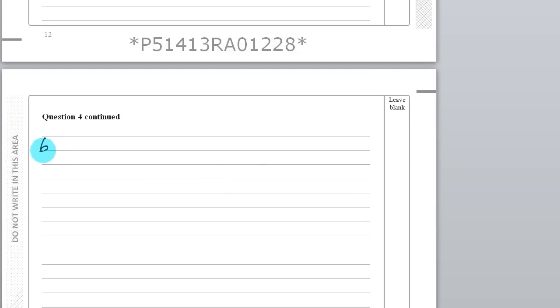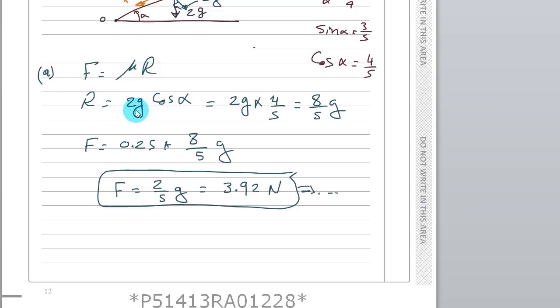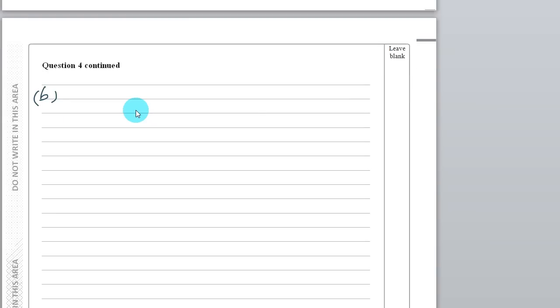So this is B. Now the equation of the motion: minus F minus 2g sine alpha is equal to ma. So let us start to write this equation. Minus F minus 2g sine alpha is equal to ma.